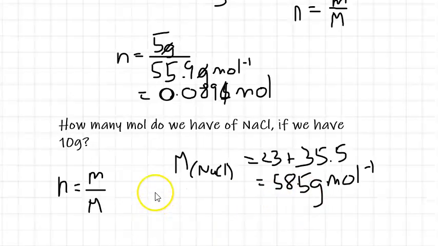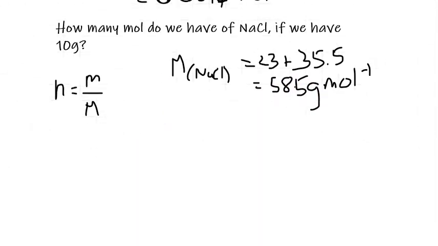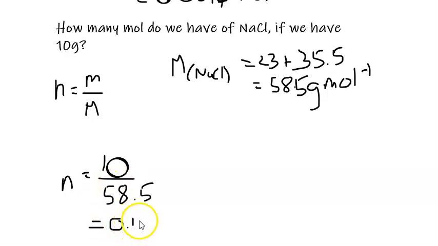And so we can now just put this into the formula. The mass that we have is 10 grams, so the amount equals 10 divided by 58.5, which equals 0.171 mole. We could work out the number of atoms that we actually have in 10 grams of sodium chloride, or the number of sodium chloride compounds, by multiplying this number by 6.02 times 10 to the power of 23. That would give us an approximate number of atoms, or number of compounds, that we have in there.